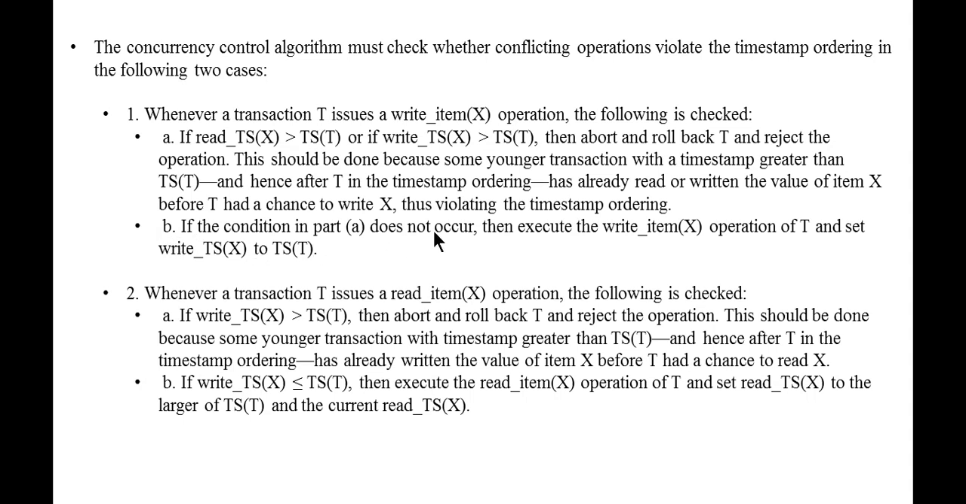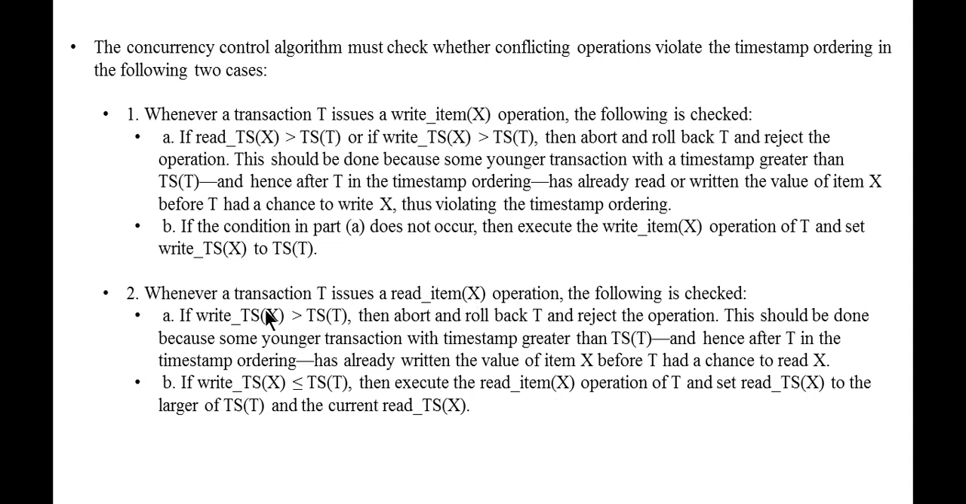If the conditions in part A, these two conditions, do not occur, then simply allow the write item operation of the transaction T and set the write timestamp of X to the timestamp of T, because T has successfully written the value of X. That's why the write timestamp value must be changed. In the second case also, if read item of X is issued, then only one condition is tested here. For write item, two conditions are tested. For read item, only one condition is tested.